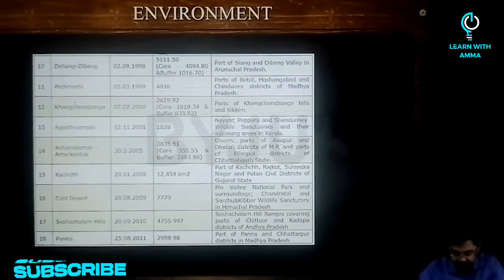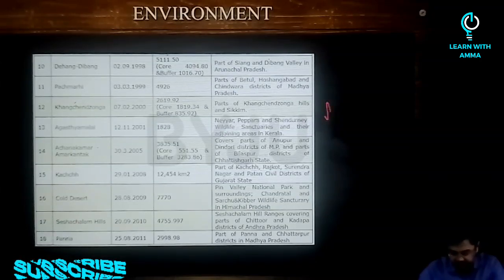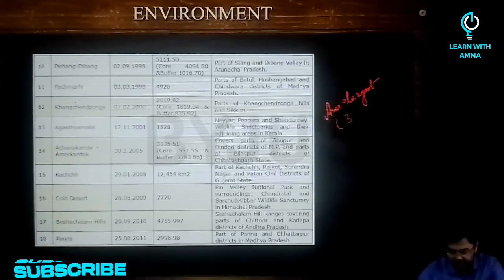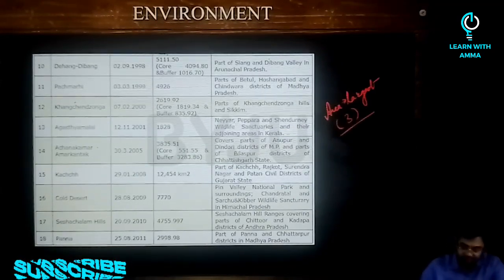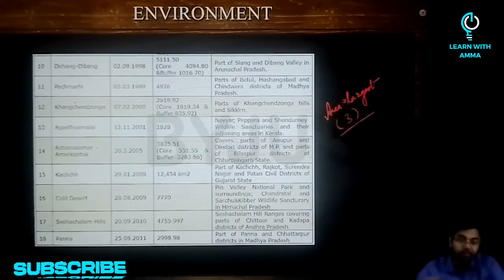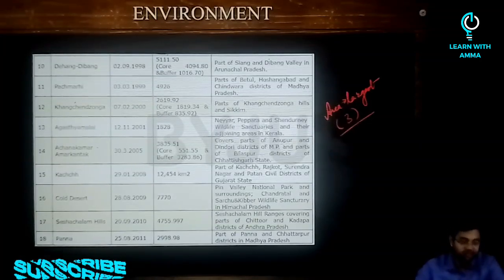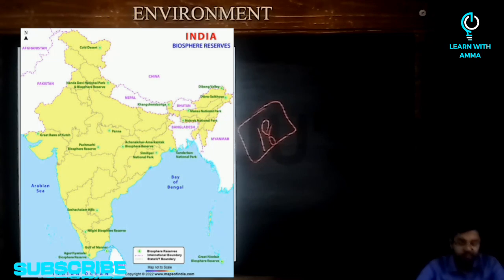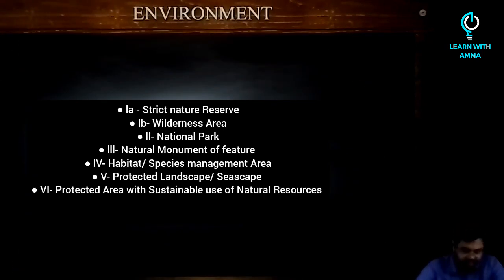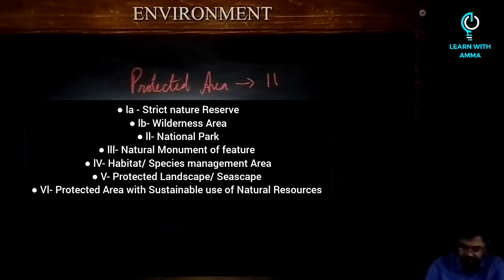For example, area wise, the ones which have the largest area, at least the top 3 you can know, and apart from that, just go to the map and just look at the map and see which are the areas where these biosphere reserves of India are present. And then finally, we talked about the protected areas which are declared by IUCN. So these are the categories that we have.